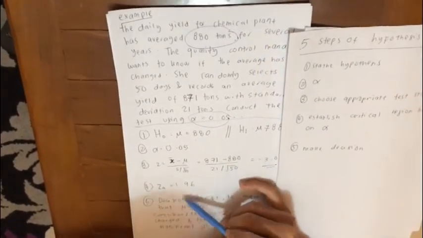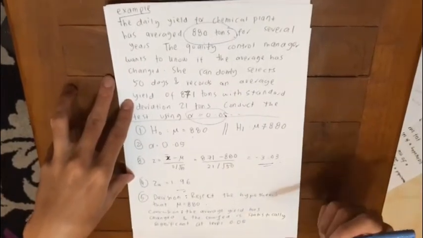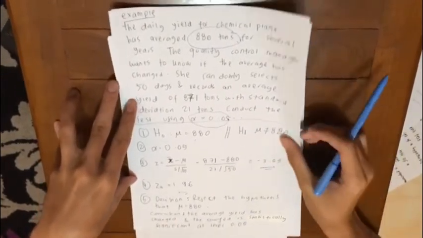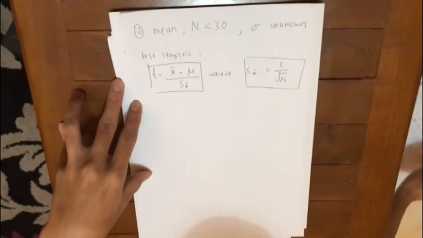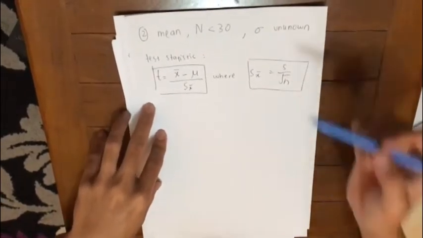So after we get the alpha and so on, we need to look at the table, so we get the value. And the last one, we make a decision. So after we conclude it, we can conclude what is the answer to question one. So move to the second mean, which is n is less than 30.